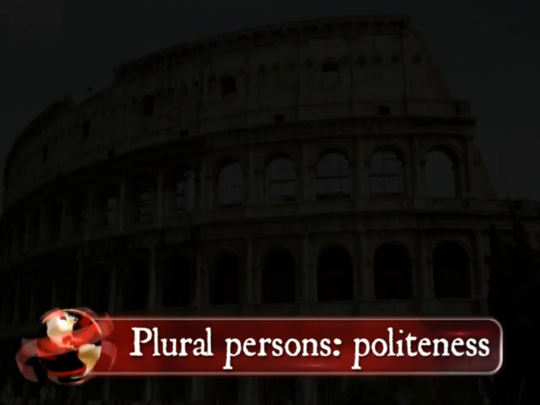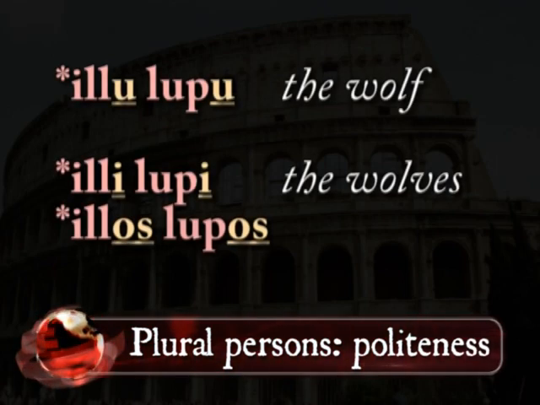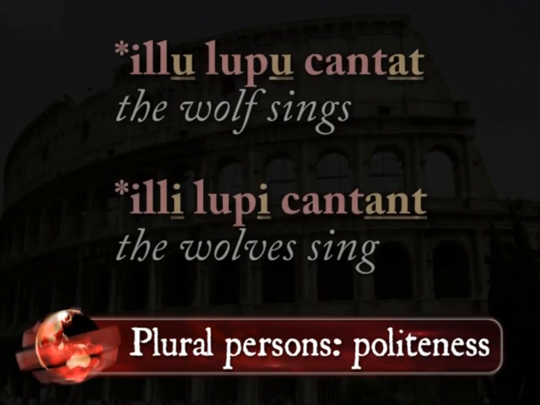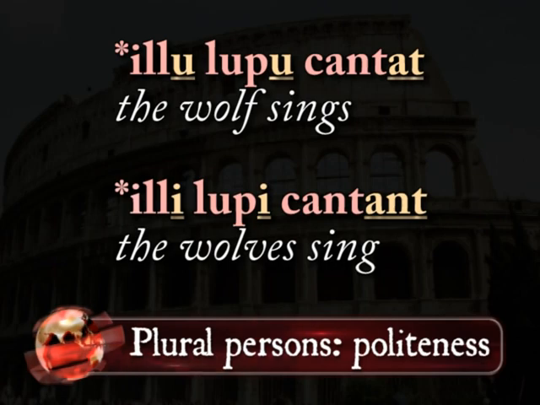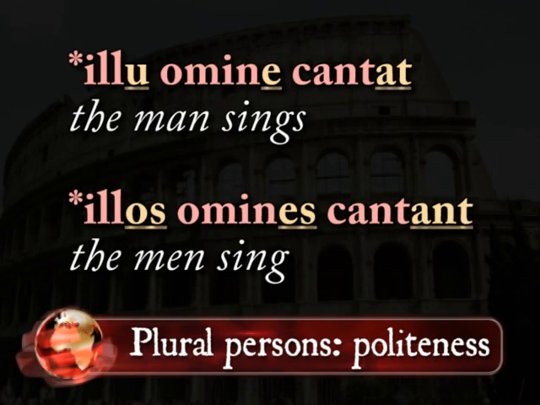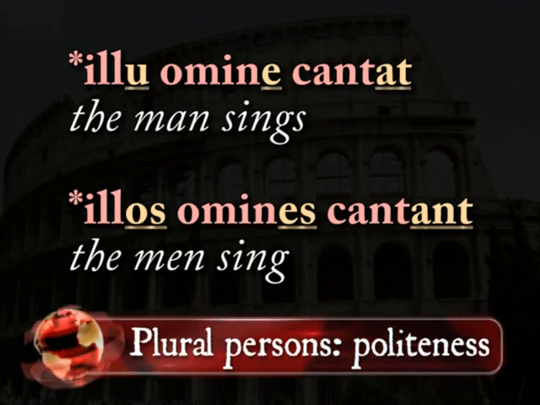Bring back those nouns from last time. Third-person endings are the ones to use with them. Singular with singular nouns, plurals with plural nouns. So, illu lupu cantat, or illi lupi cantant, or maybe with a more fitting noun, illu homine cantat, illos homines cantant.